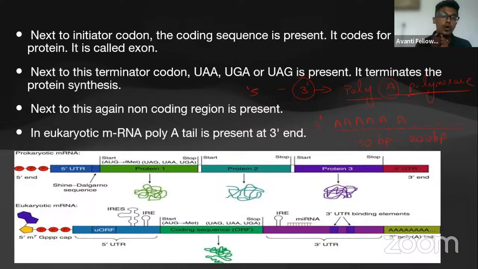Now, why was this tail added? Why is there a need for adding an adenine sequence? Simply, the reason is, first one, again, stability.